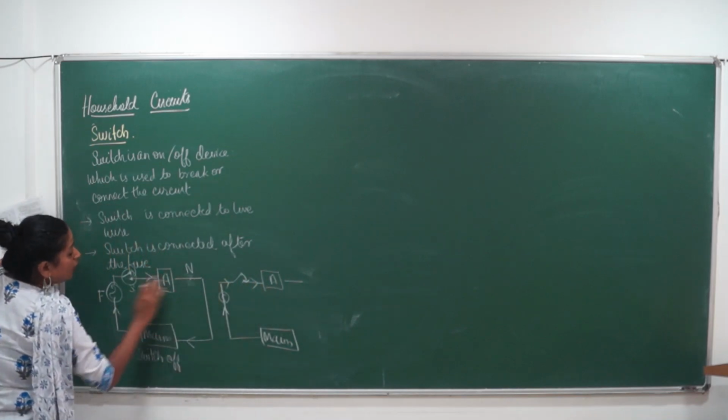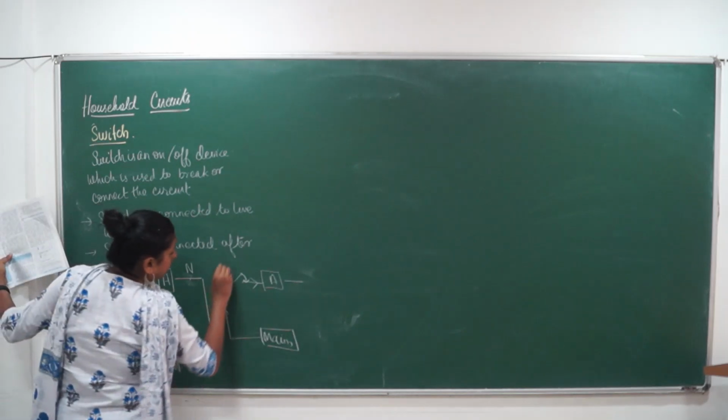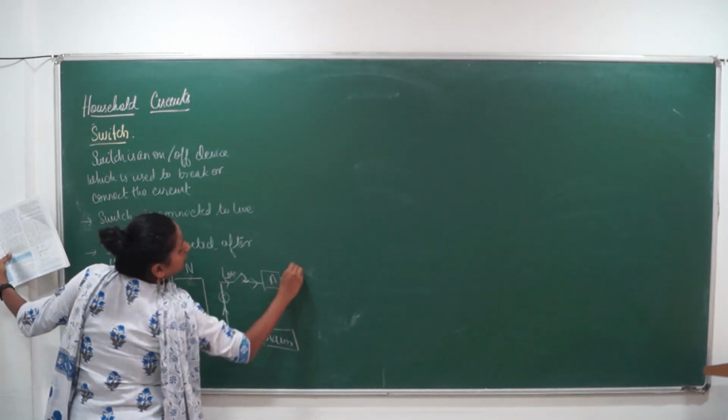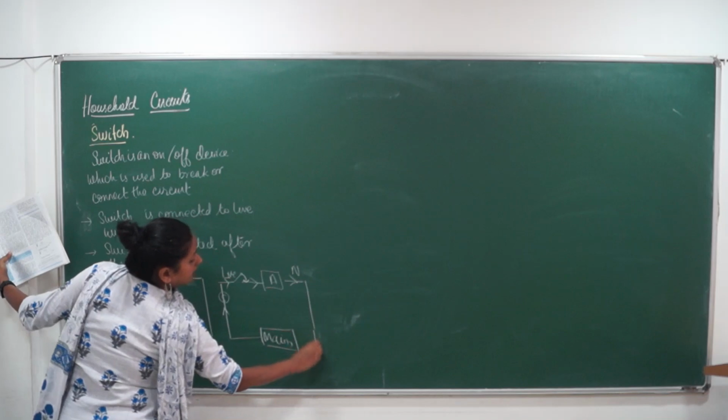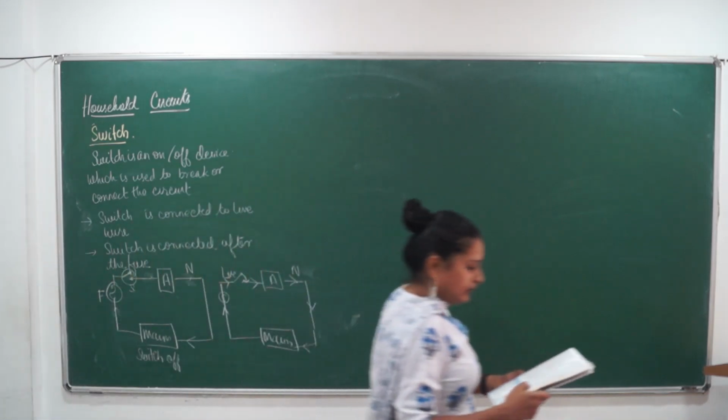Here current will not flow, so we don't care about the live or neutral wire. Here we have the live wire. Here it becomes the neutral wire, and it completes the circuit. Is it clear?